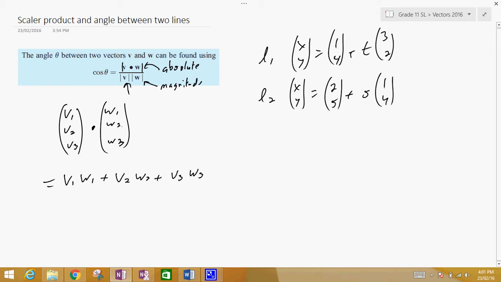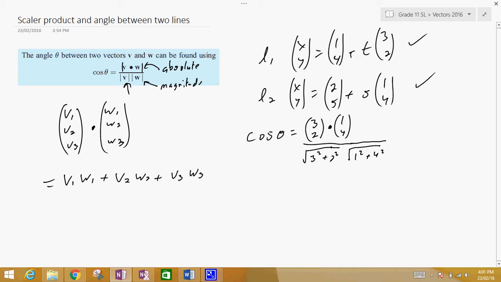Okay, so if we look at a question, for instance this one, we've got line 1 is equal to this and line 2 is equal to this. If I want to find the angle between these two lines, this is in two-dimensional space, what I'm going to do is cosine theta is equal to v dot w, so that is (3, 2) dot (1, 4), divided by the magnitude of v, so that's the magnitude of 3 squared plus 2 squared, so that's the magnitude of line 1, and the magnitude of line 2 is 1 squared plus 4 squared.